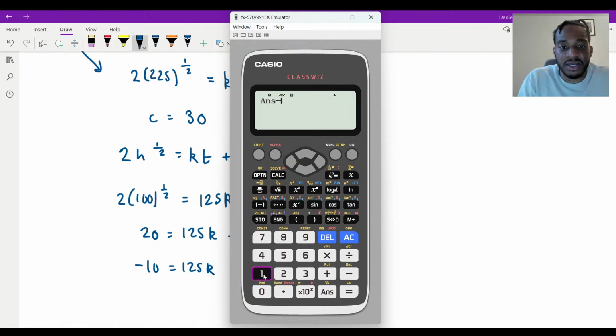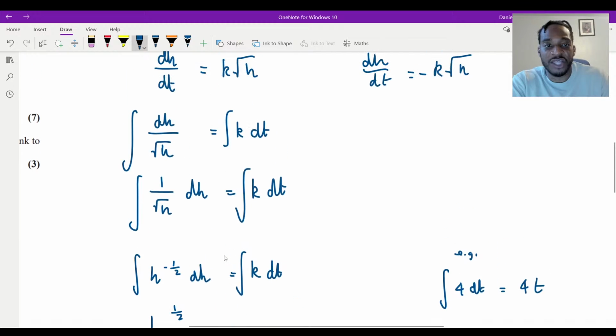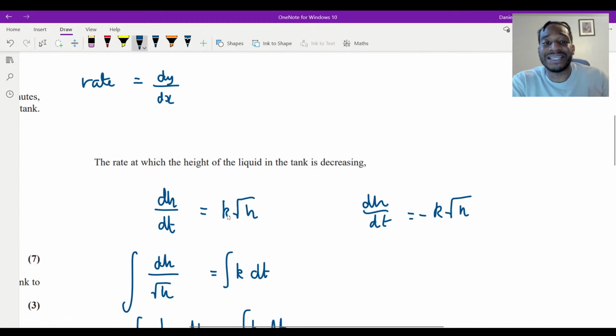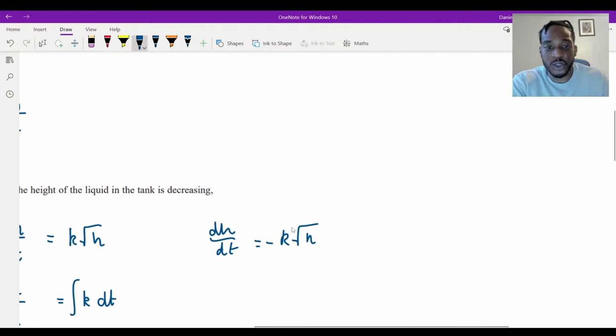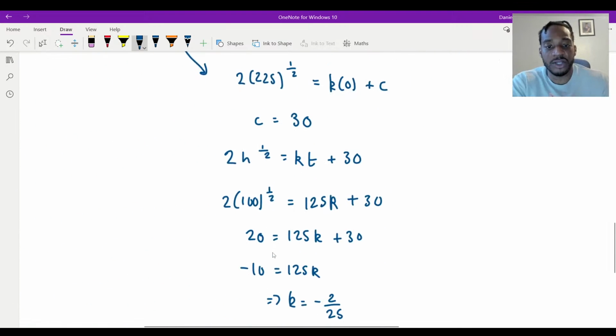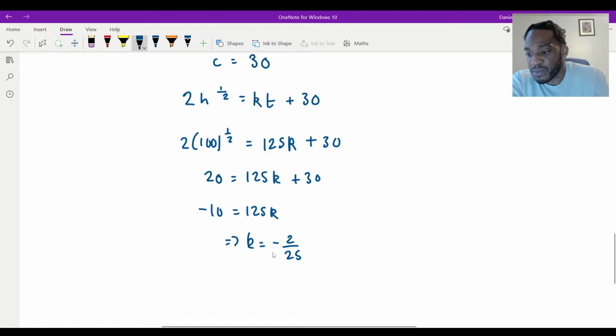So I'm going to do minus 10 over 125, and that gives me minus 2 over 25. So we can see that k is equal to minus 2 over 25. Remember, we did not put a negative sign at the beginning of our differential equation, but it doesn't matter because it will give it to us here. If I solved this differential equation with the minus already, then k would be the positive of what I've got, so positive 2 over 25. Hope that makes sense. Good stuff.